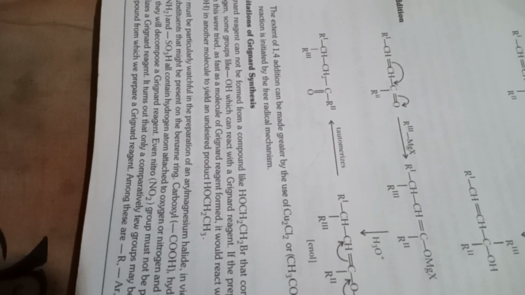Limitations of the Grignard reagent. A Grignard reagent cannot be formed from a compound like HOCH2CH2Br that contains, in addition to the halogen, some groups like OH which can react with the Grignard reagent. If the preparation of the Grignard from this were tried, as fast as a molecule of Grignard reagent formed, it would react with the active OH group in another molecule to yield an undesired product. One must be particularly watchful in the preparation from aryl halides, in view of the wide variety of substituents that might be present on the benzene ring.